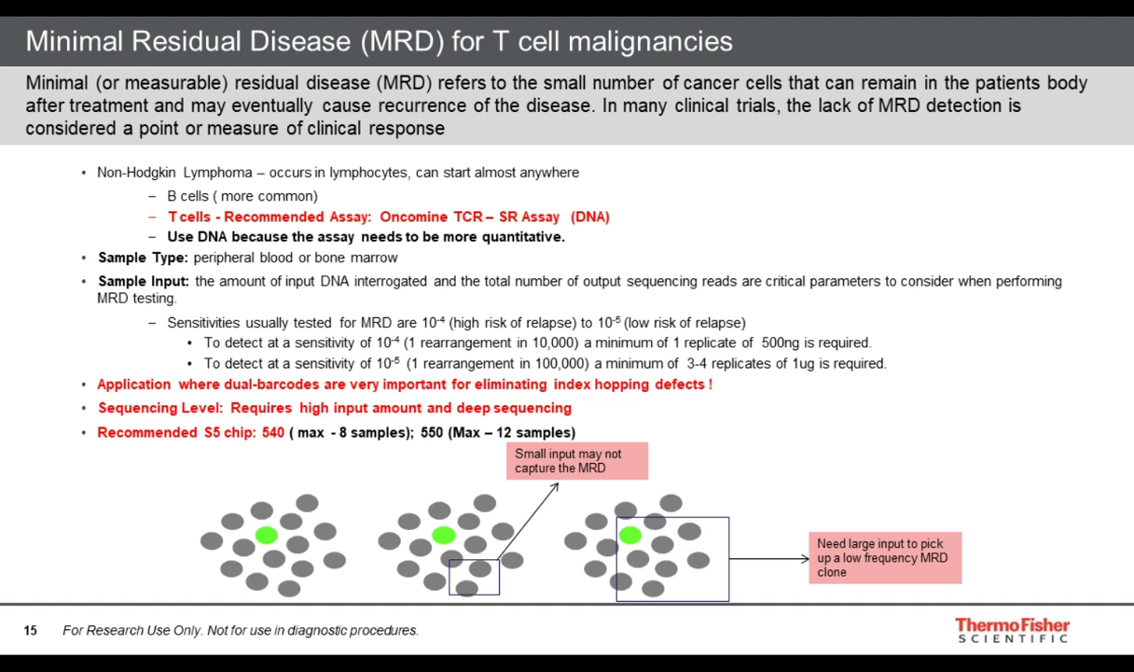It's critical to appropriately set the amount of input DNA being used and to set the total number of sequencing reads to achieve the desired limit of detection. The typical limit of detection that is often targeted would be in the range of 1 in 10,000, which is often associated with higher risk of relapse, or 1 in 100,000, which is often associated with much lower risks of relapse. The lower limit of detection can require as much as a microgram of input and can require multiple sequencing replicates. Extreme sensitivity is required for this application.